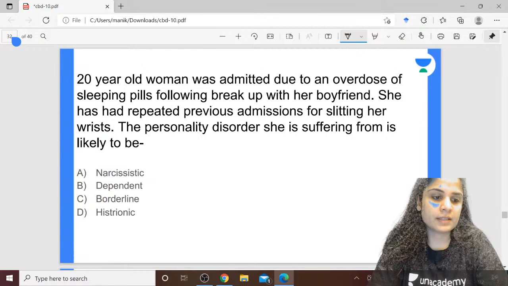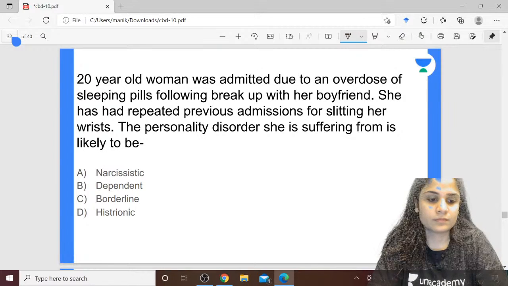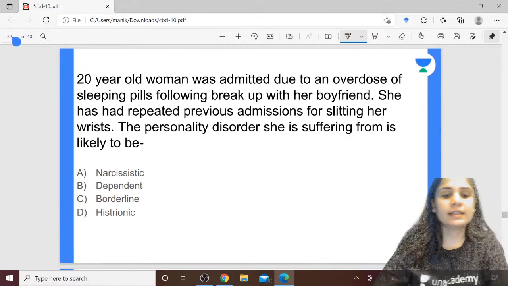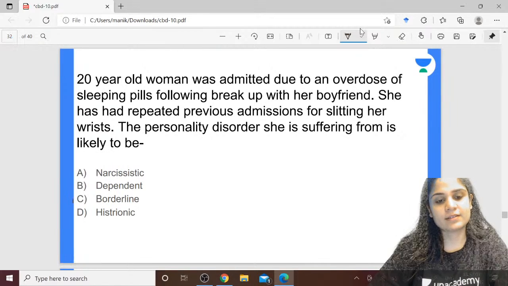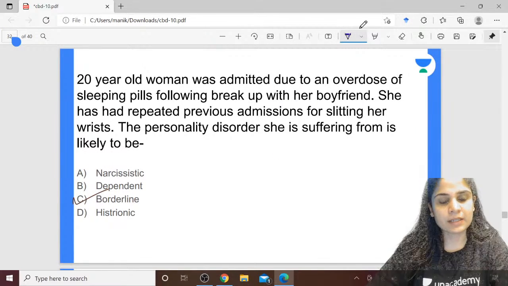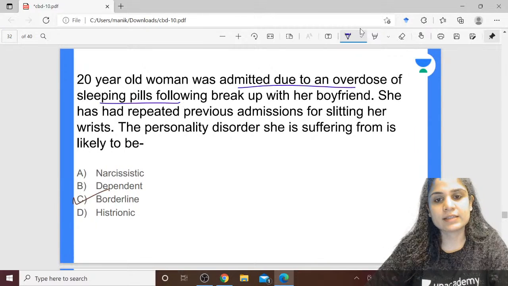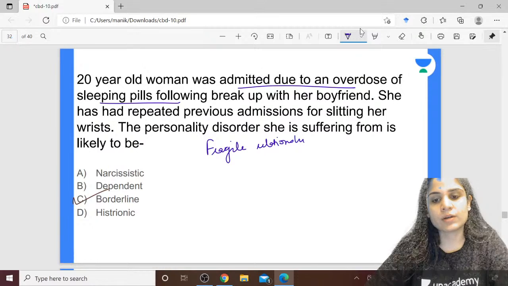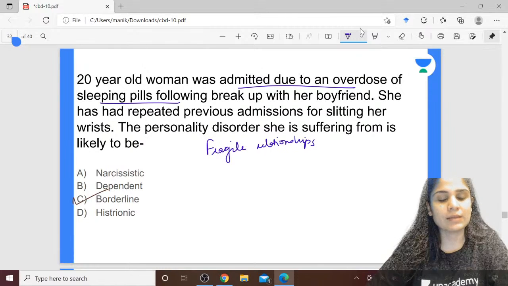Okay, Afsha, Narmata Devi, both are saying borderline personality. Anyone else? Any other answers? Borderline. Okay, correct. This is borderline personality. Now, how do you identify a borderline personality? This is a typical classical clinical picture that they will give. They will say that the patient has suicidal tendencies and very fragile relationships. Okay, so if even a small thing happens, they'll go and try to commit suicide. So that is called borderline personality.